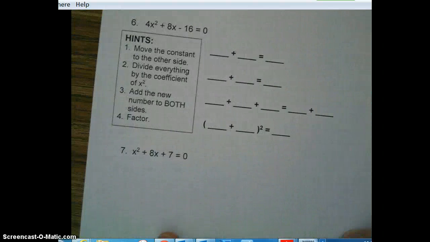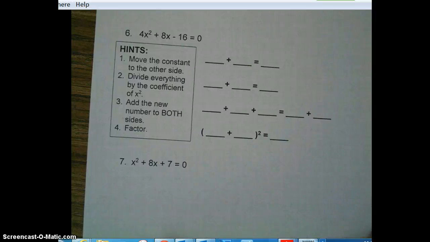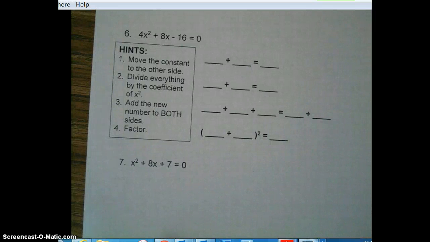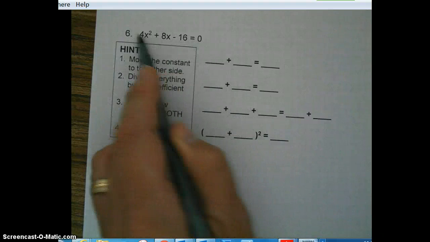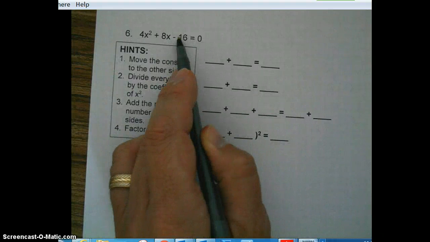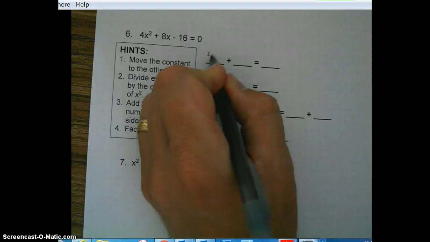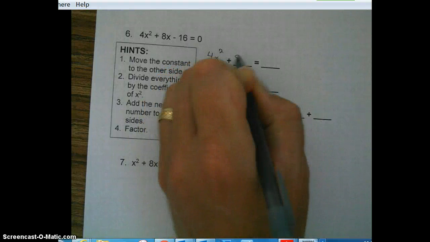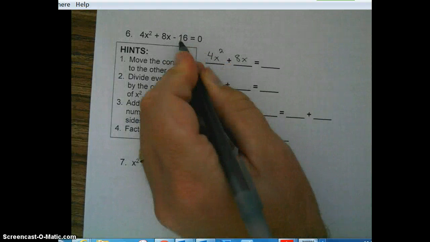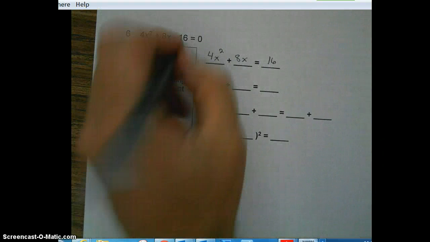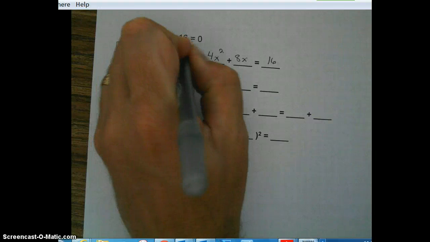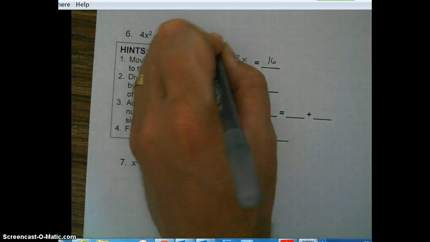Let's take a look at number 6. Again, move the constant to the other side, because we want to complete the square. So the negative 16 moves to the other side. It's negative on the left, so it's going to be positive on the right. If you're wondering how I'm doing that, I'm canceling it out by adding 16.